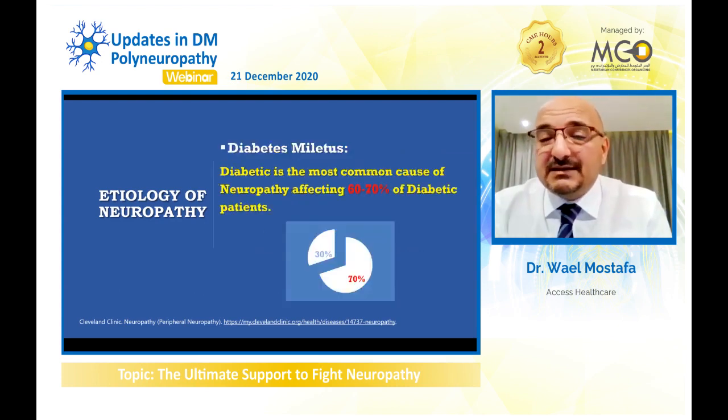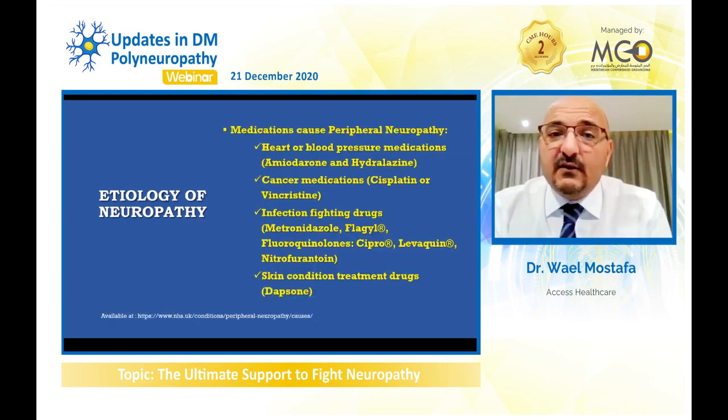For diabetes, according to the studies, 60 to 70% of diabetic patients are suffering from peripheral neuropathy. On the other hand, regarding medication, which is our focus in the first part of our presentation, we'll find heart or blood pressure medications, cancer medication, infectious disease medication, and skin condition medications as well.